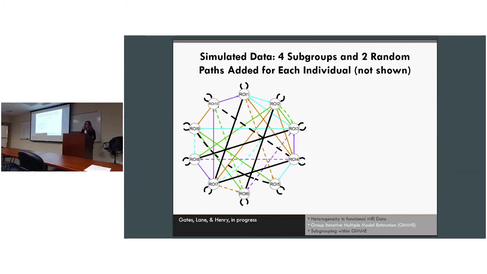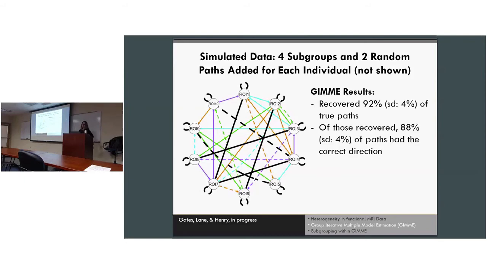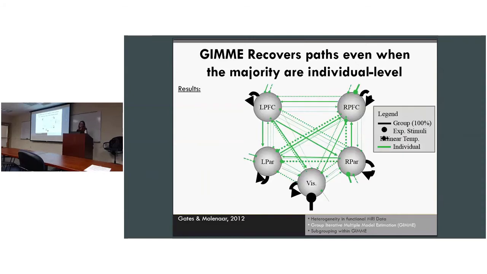So when we did just the regular GIMME results without subgrouping, we recovered 92% of the paths, and we recovered 88% of the directionality, which isn't perfect and could be improved upon. But when we simulated data where the only thing they had in common was autoregressive paths and an external stimulus, such as you see in event-related design, and then everybody just randomly had paths open, we were able to recover 100% of the connections with 94% of the correct directionality.